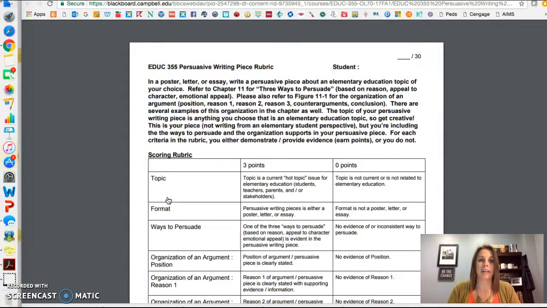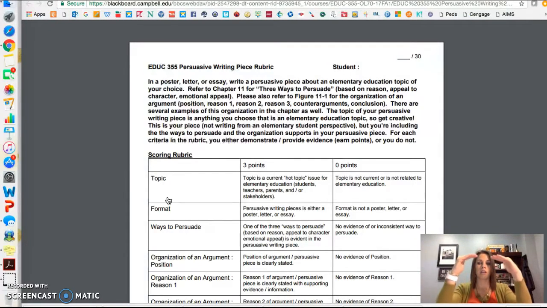You need to make sure, again, refer to chapter 11, that there are 3 ways to persuade: based on reason, you're going to appeal to character, or make some sort of emotional appeal. So choose one of those 3 ways that you're going to try to persuade your audience. And then also refer to figure 11.1 for the organization of an argument.